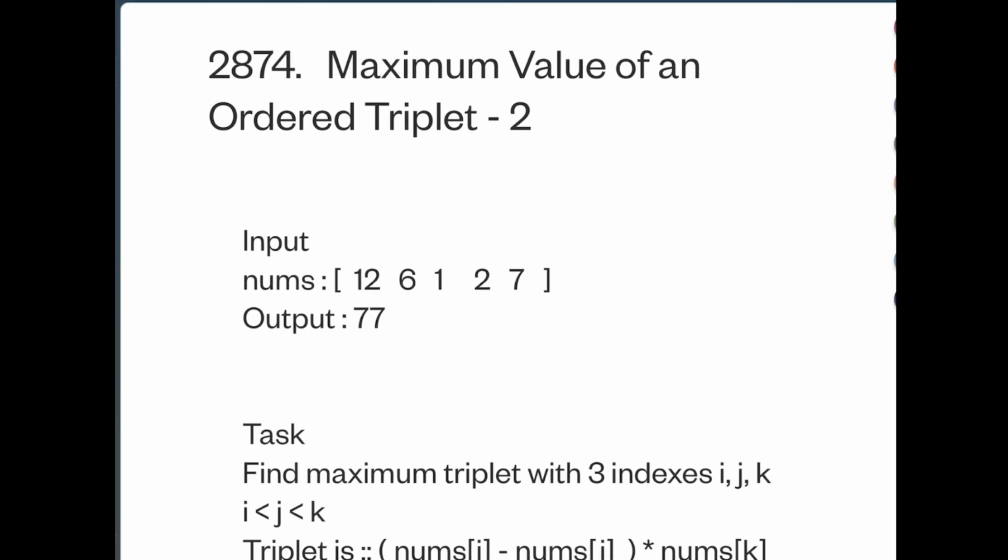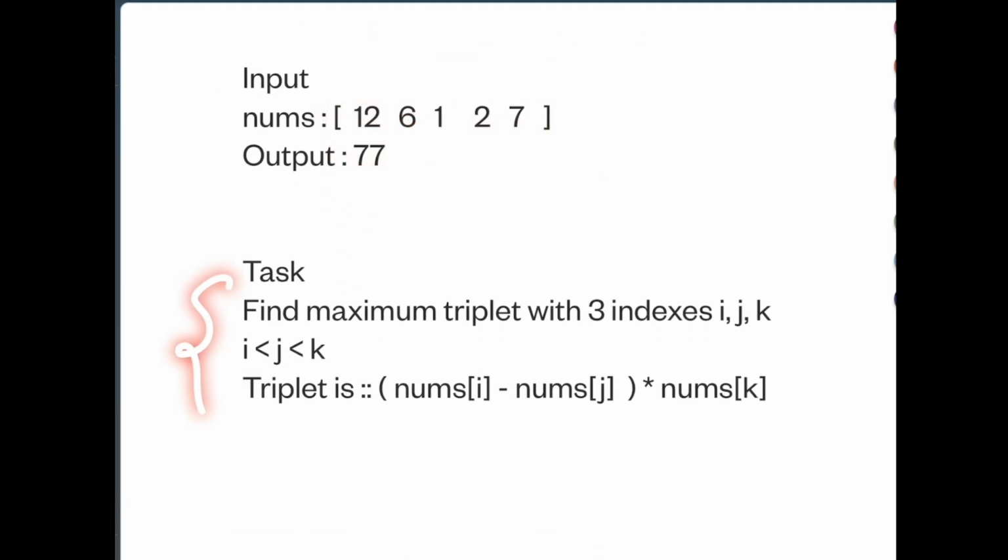In this particular problem, we are given an input, and the input is an array of numbers, and we have an output. Now, how do we process this input to get an output? Let us see. The task is to find the maximum value of a triplet which we can form using any three indexes i, j and k, such that index i is less than index j and index j is less than index k. So this is the relationship between i, j and k, and the value of a triplet you can form is using this formula, nums of i minus nums of j, and that will be multiplied with nums of k. So this is what the question is all about.